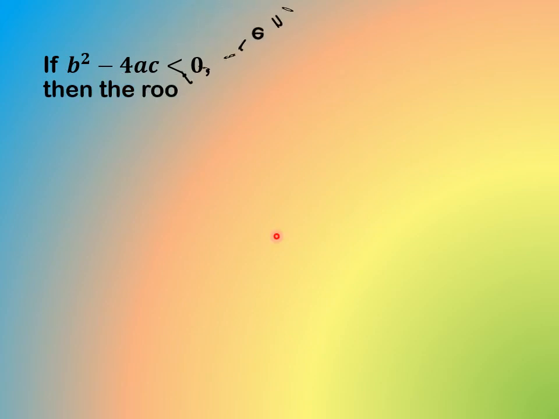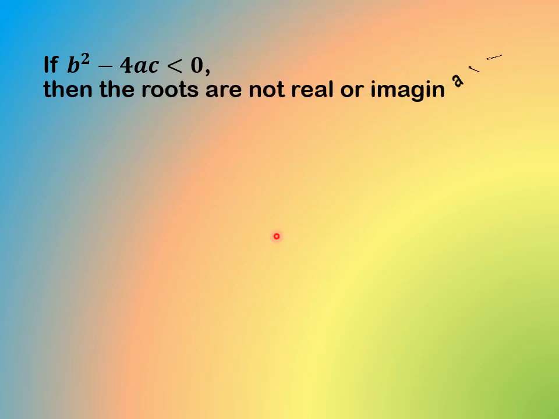Last one. If b squared minus 4ac is less than 0, then the roots are not real or imaginary. Pag sinabi nating less than 0, these are the negative numbers. Okay? So, wala daw tayong makukuhang roots kung ang ating discriminant ay less than 0. Okay? So, let's have the example.